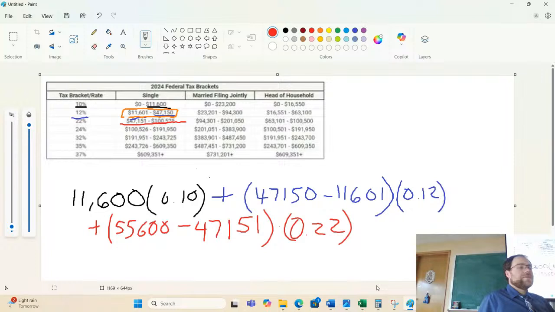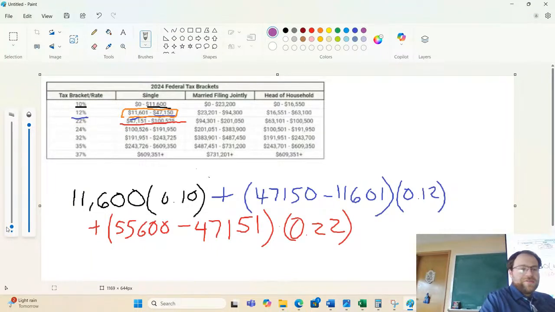Where? Oh, right there. Everything good? So why are you subtracting the 55,600 minus the 47,151? Why are you subtracting that? Why is that part of the equation?